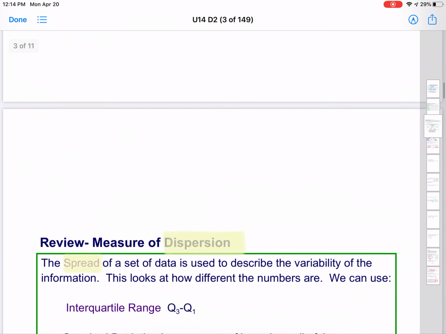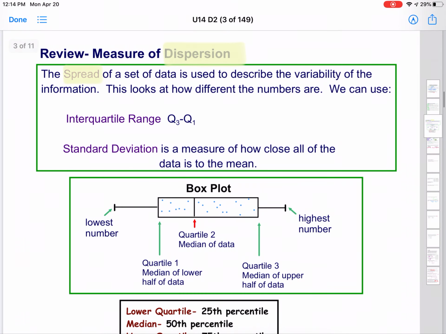Okay, so let's go and look at just a review of measures of dispersion.